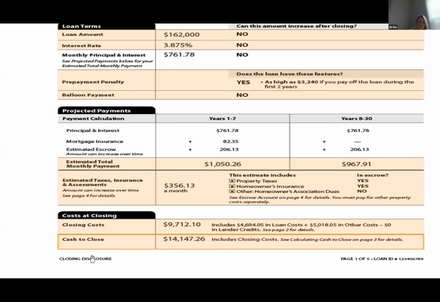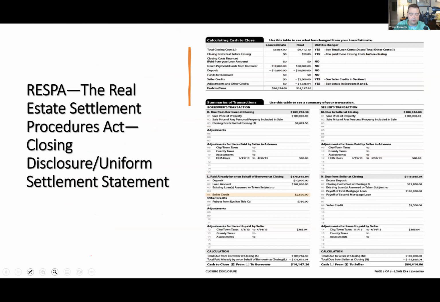And some closing attorneys won't. Some closing attorneys will look at the seller and go, I'm sorry, you don't get one. And there's no way to force them to because there's no law that says they have to. Only the borrower. Good, really good question. Thank you. Yep, absolutely.